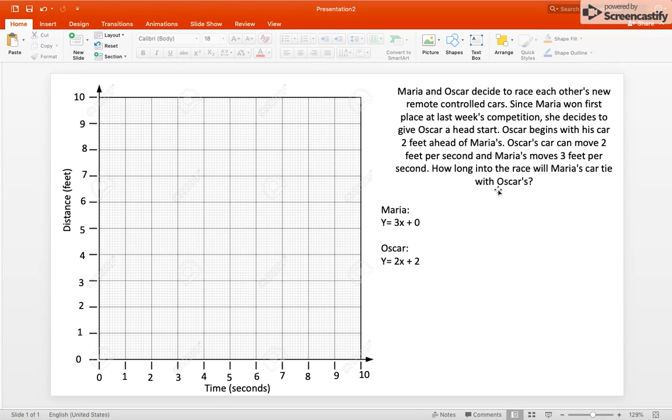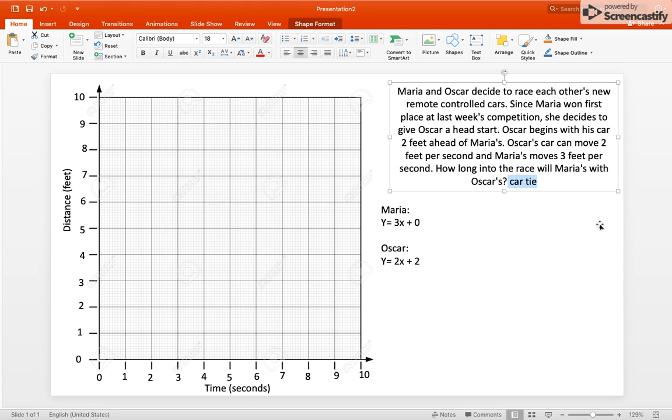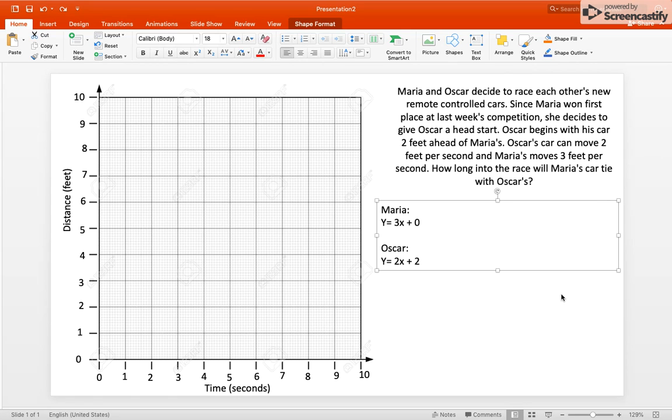And so what we're looking for is when they will tie. So if we're going to plot these equations on our graph here, what we're actually looking for is where these two lines would cross. Because eventually, since Maria's car is faster than Oscar's, eventually Maria would outrun Oscar. But we're actually looking for the specific keyword here, which is tie. Where does their car tie with each other? So we're looking for where do these two equations intersect. Where they intersect, that's where the two cars would be at the same location at the same time, where they're tying. So let's go ahead and start by graphing Maria's car.